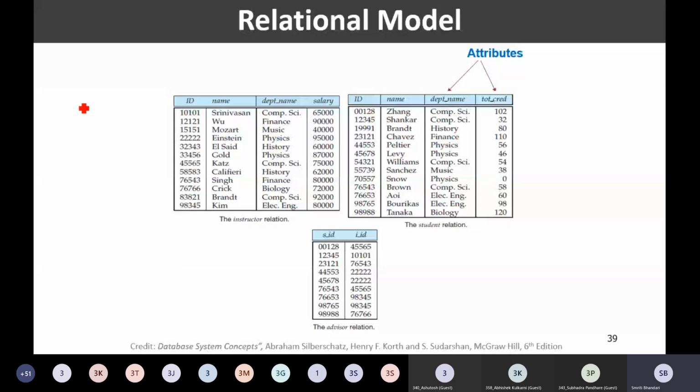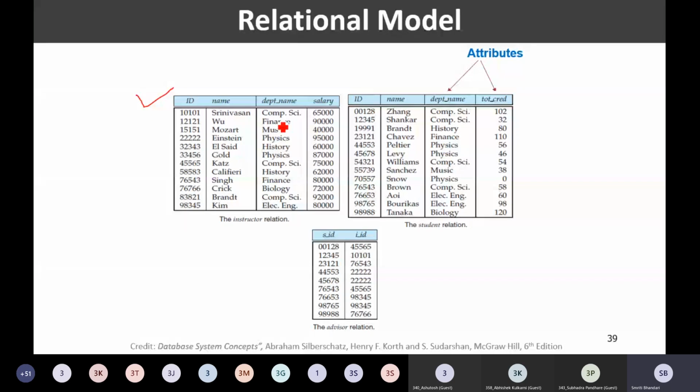With respect to that ER model, whenever that ER model gets converted into the relational model, we have something in the form of tables. So just look at this. This is the instructor table. We have here 4 attributes, denoting the properties of that instructor.